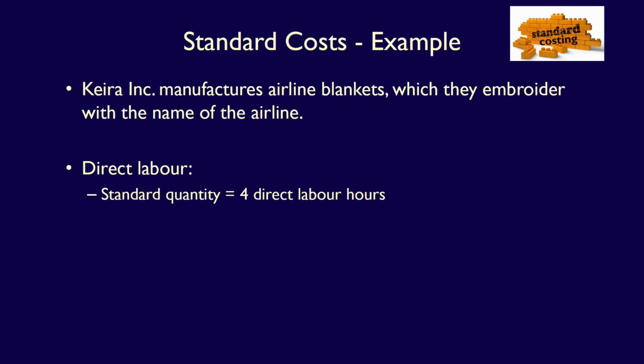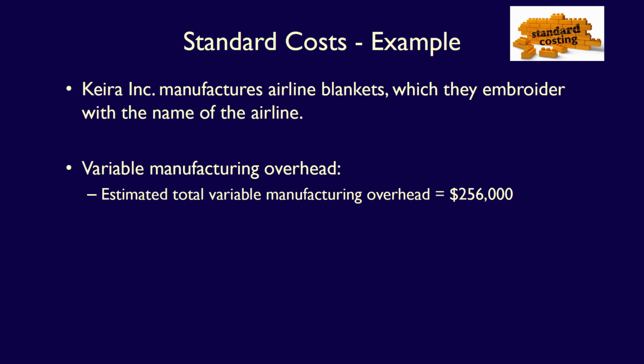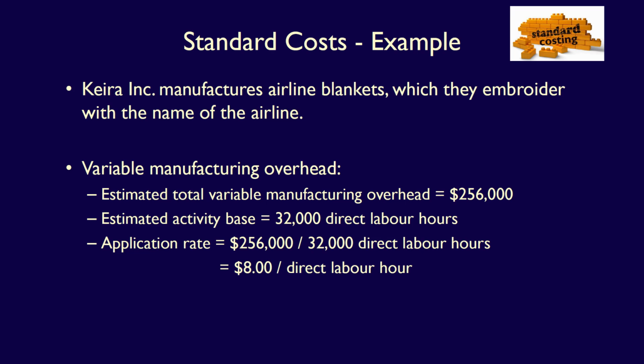For direct labor, management has determined that each blanket requires 4 hours of direct labor. This estimate includes not only the estimated production time, but also setup time and downtime when a machine might be out of service. The standard wage rate per hour is $18.50. This rate includes employee benefits and payroll taxes. For variable manufacturing overhead, management determines that the total budgeted variable manufacturing overhead is expected to be $256,000. Management uses direct labor hours as their cost driver, their activity base. They estimate that a total of 32,000 direct labor hours will be used during the period. To calculate the application rate, they divide the total budgeted variable manufacturing overhead by the budgeted activity base. So 256,000 divided by 32,000 direct labor hours is equal to an application rate of $8 per direct labor hour. This is the standard predetermined variable overhead rate.